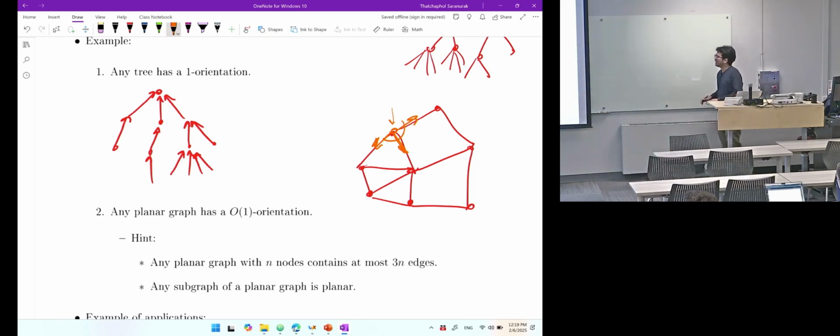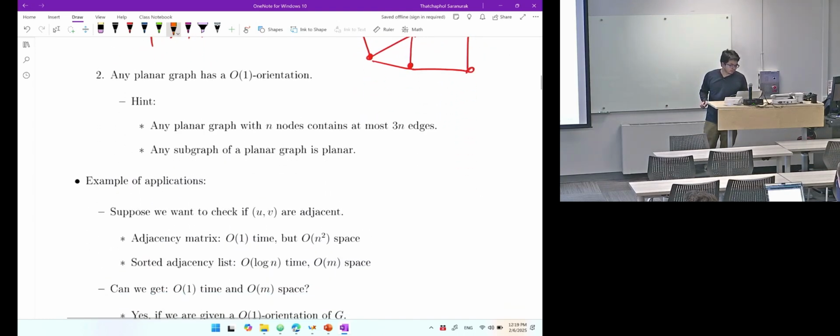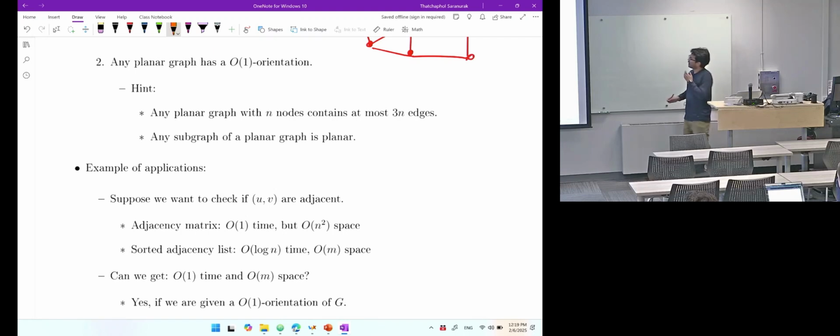The point is there are many graphs out there for which a small orientation exists. Okay. And why is this a good thing? There is some simple application. Suppose that you have a graph and you want to check whether two nodes U and V are adjacent or not, whether there is an edge connecting U to V.